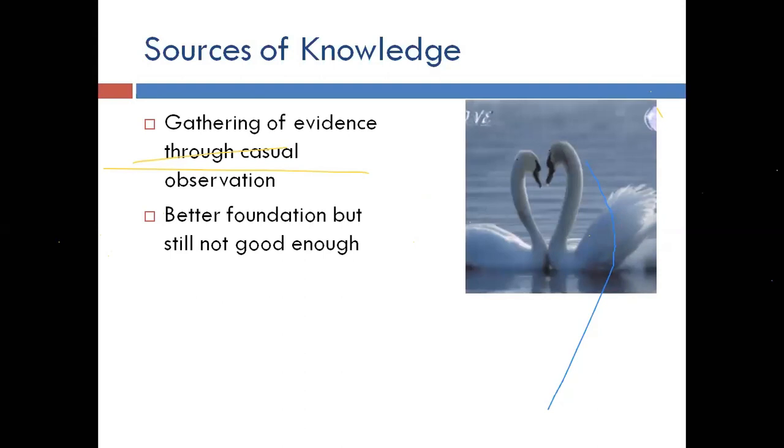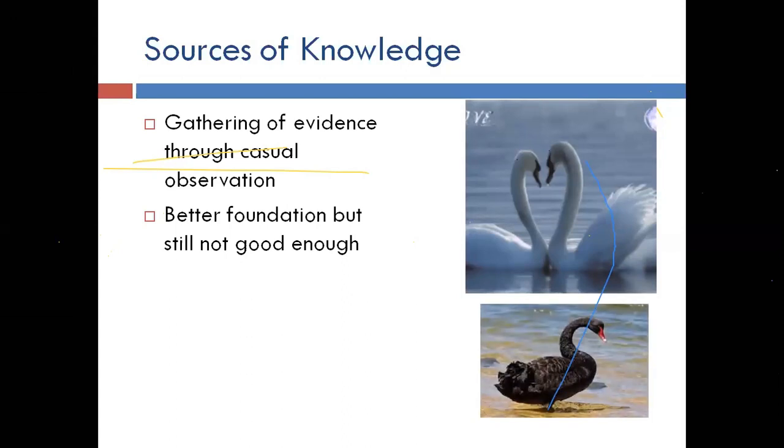Say, for example, Europeans for a very long time thought that swans are white because they had seen swans only in white color. So it's not unnatural, illegitimate, or rather unjustified to think that swans are white. Swans are white until they discovered Australia, where we find black swans. So casual observation, even long-time observation, is not always a good source of knowledge.